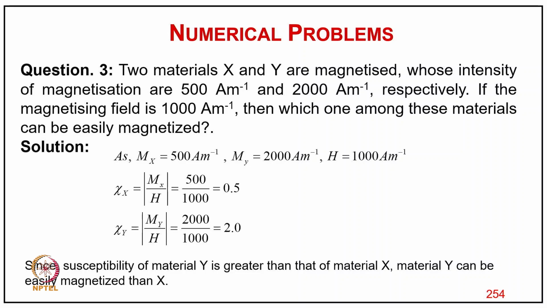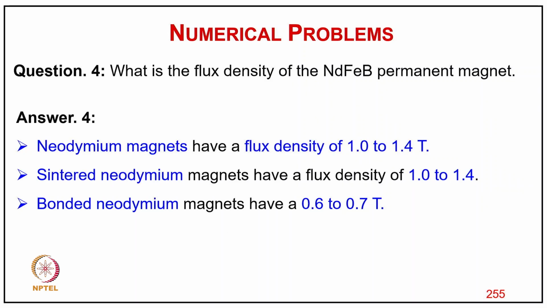So taking M equal to 500 ampere per meter square for X and 2000 for Y, and H equal to 1000 ampere per meter, we can find out susceptibility. For the X material it comes 0.5 and for the Y material it comes 2. So susceptibility of material Y is greater than material X. So material Y can be easily magnetized than X.